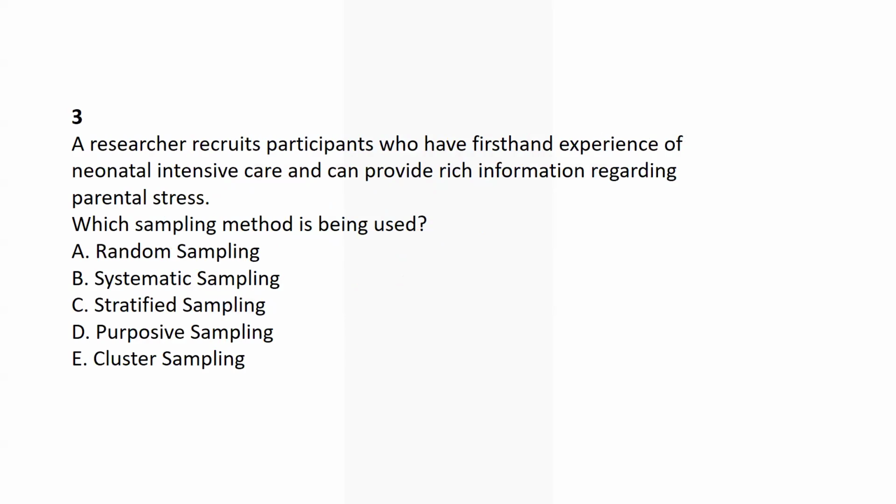Question number three is, a researcher recruits participants who have first-hand experience of neonatal intensive care and can provide rich information regarding parental stress. Which sampling method is being used? Option A, random sampling; B, systematic; C, stratified; D, purposive; and E, cluster. D is the right answer.